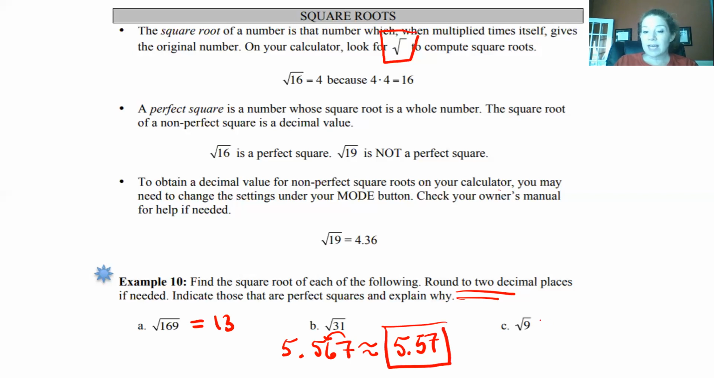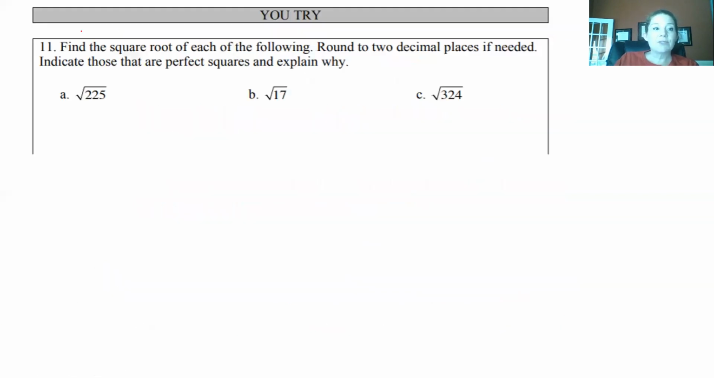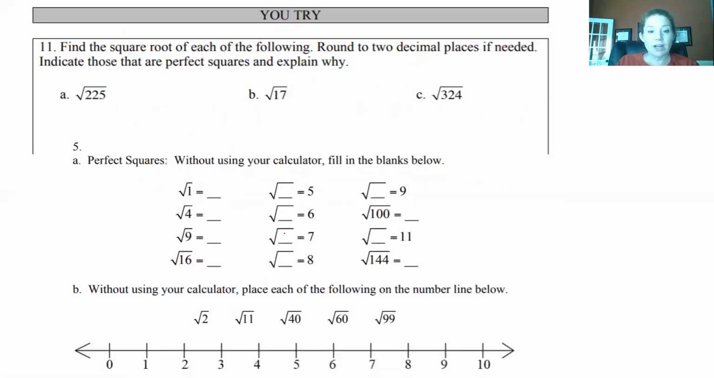And then the square root of 9, what number times itself is 9? That's a perfect square, and the square root is 3. All right, so then you guys try these. So try all the ones on this page.